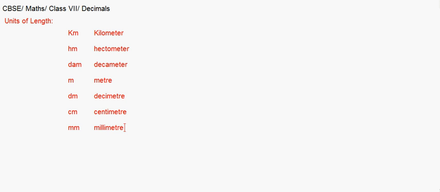If kilometer is bigger than hectometer, then how much is it bigger? One step down and it is multiplied by a 10. That means 1 kilometer is equal to 10 hectometer. Similarly, 1 hectometer is equal to 10 decameter. 1 decameter equals to 10 meter. And then 1 meter equals 10 decimeter. Similarly, you go down and you multiply it by 10.